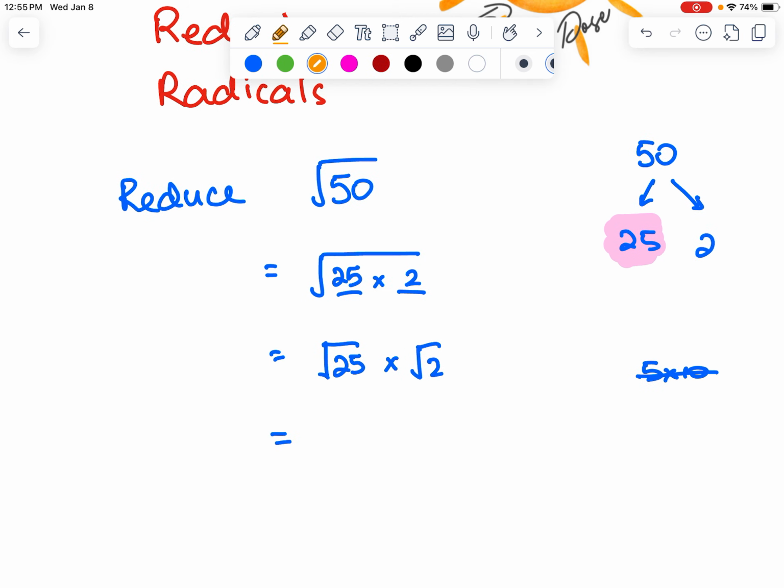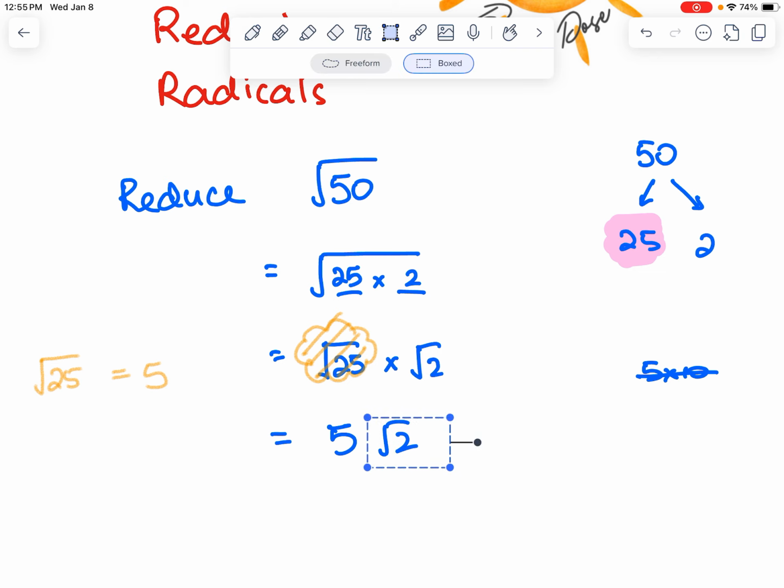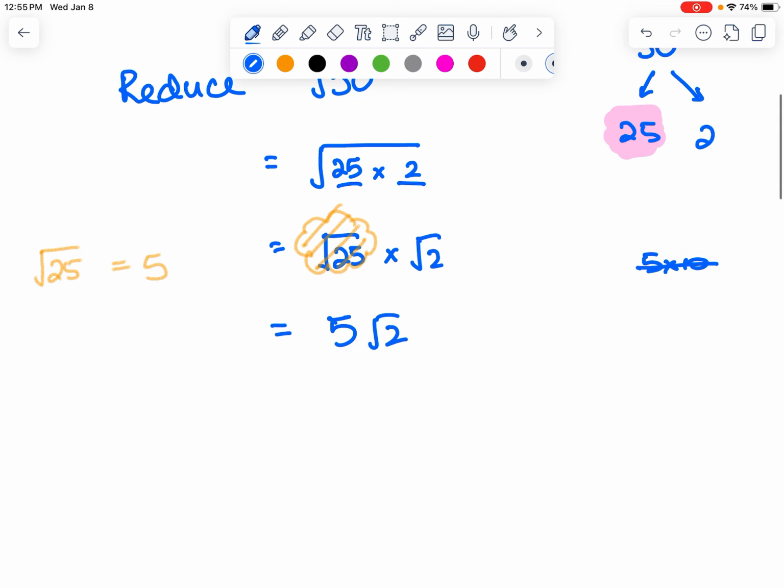Now, root 25, if I were to punch that in my calculator, or hopefully you can do that in your head, root 25 is equal to 5. So I'm going to replace this entire thing with a 5. 5 times root 2, but we don't like to write the times there if we don't need to, so we just write them side by side as 5 root 2. So that's how you reduce a radical.